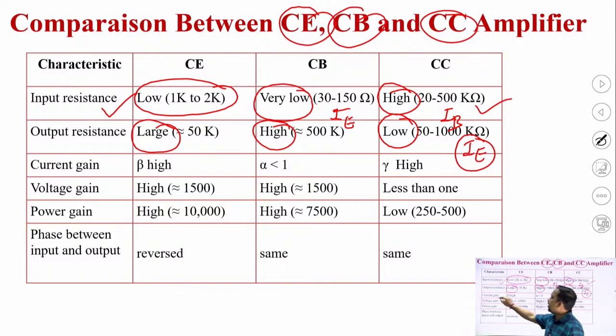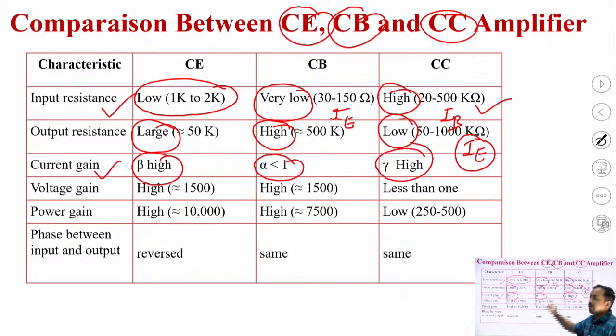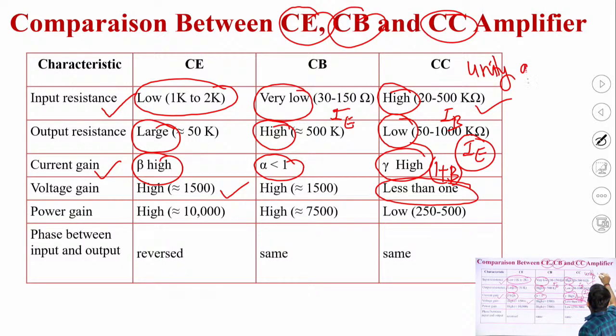Now we'll talk about the current gain. We are already aware of alpha, beta and gamma. We have already seen that alpha is nearly equal to 1. Beta is high, we have seen in the numerical that it is around 100, and gamma is equal to 1 plus beta, so this is also high. But the voltage gain of the common collector configuration is unity, and that's why it is also known as a unity gain amplifier.